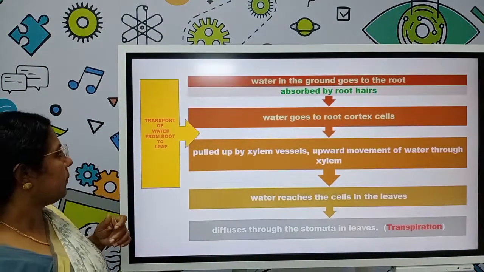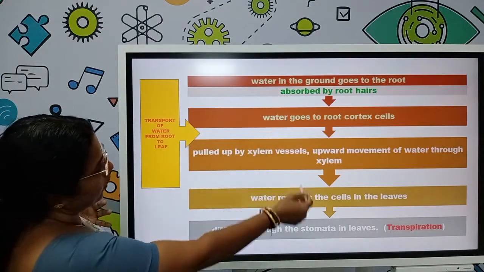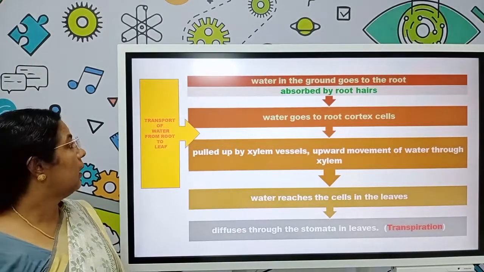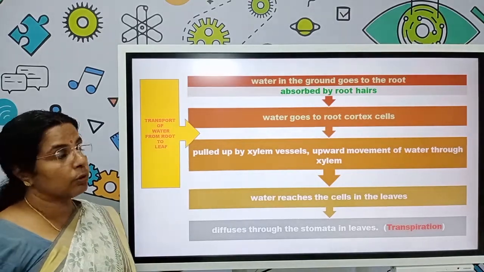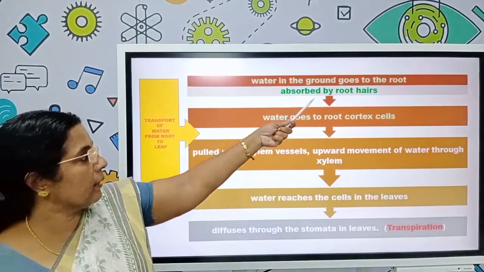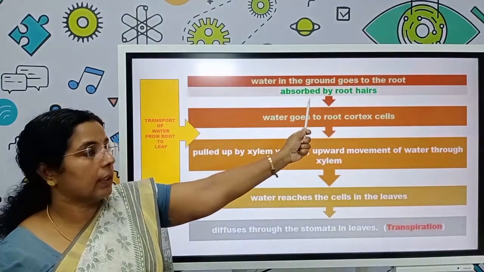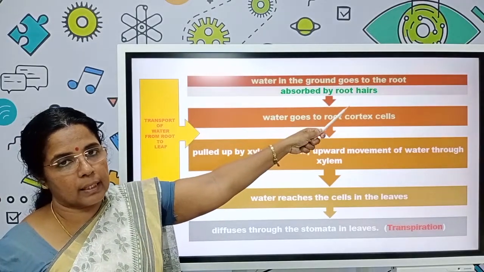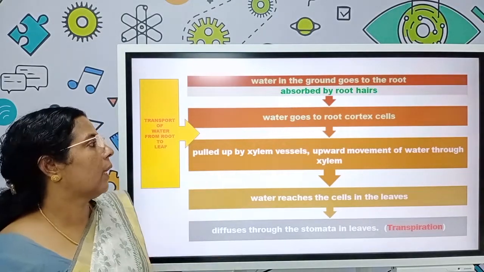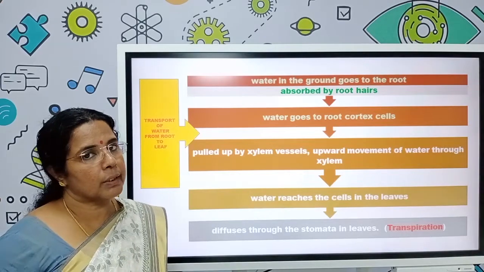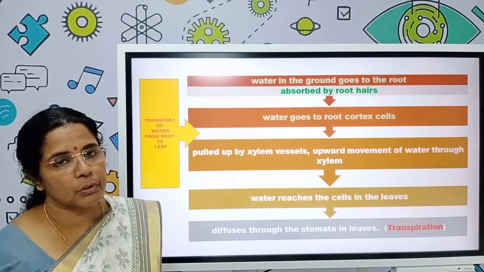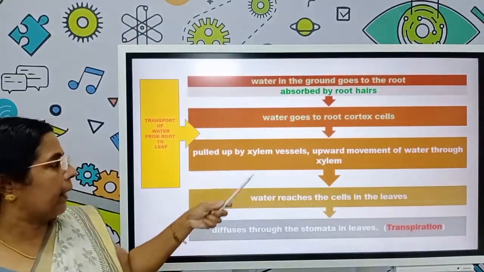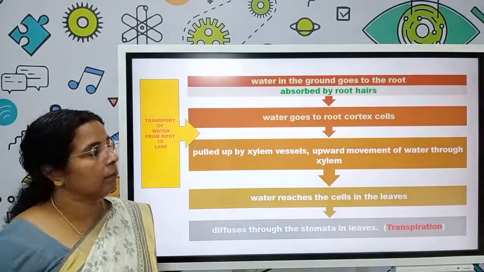Then this is the chart that shows the flow of water. Transport of water from root to leaves. So here, water in the ground goes to the root, where the root hairs absorb the water, and from there the water goes to the root cortex, and then it is pulled up by xylem vessels.